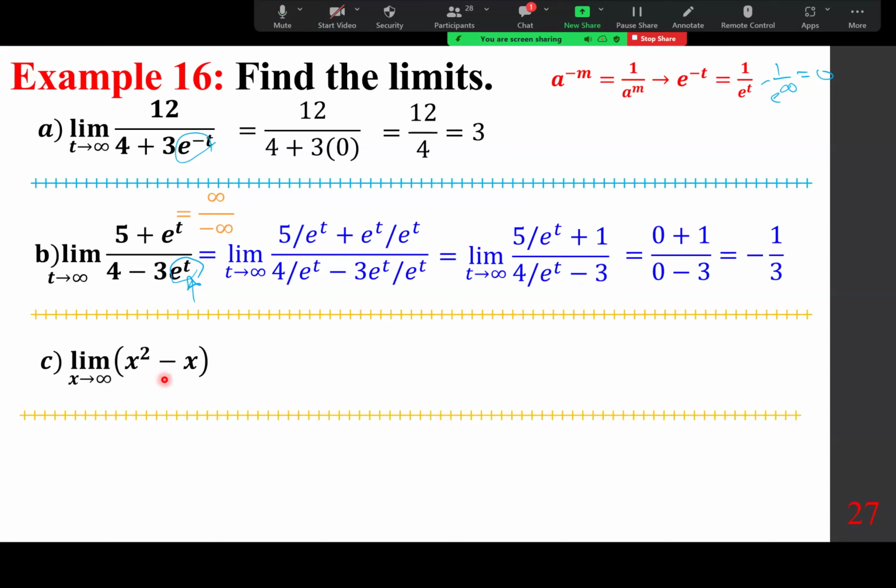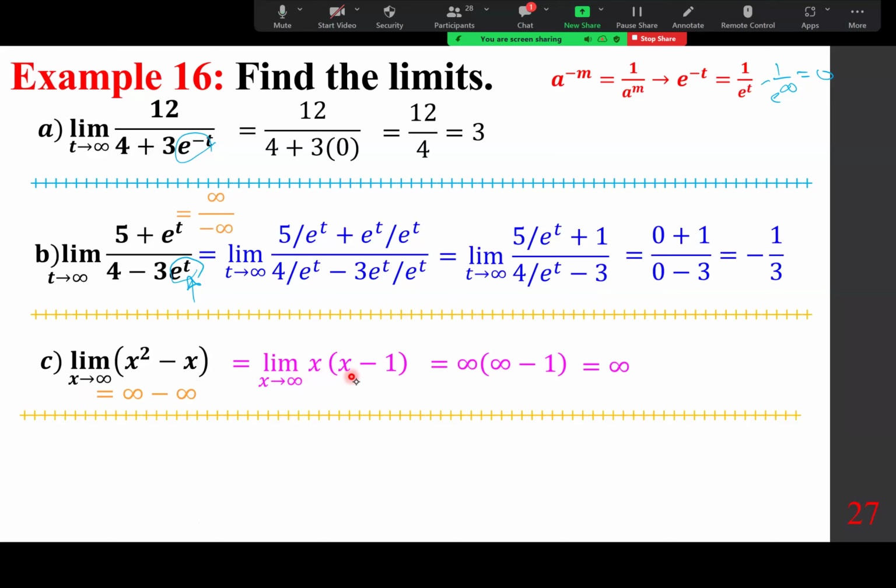The limit of x squared minus x as x approaches infinity. If we plug in, we get infinity minus infinity, which is indeterminate. So what is the technique? Factoring the x out. Now, if I plug in, I get infinity times infinity minus 1, which is infinity.